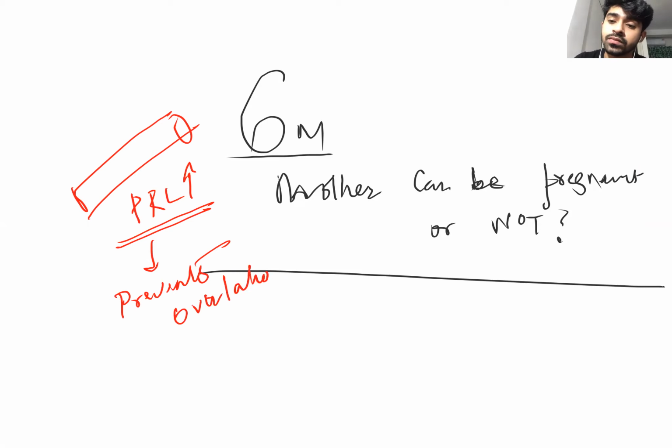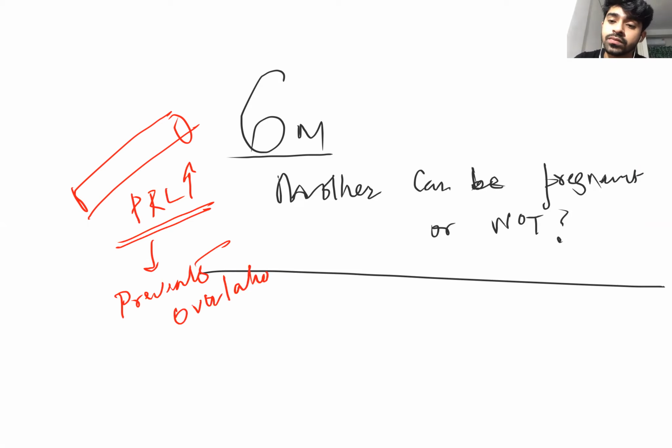Okay. And this is the natural method of contraception. This is considered a natural method of contraception. And in this time you will not have menstruations. In these 6 months, the mother will not have menstruations. And that's why it is known as lactational amenorrhea.